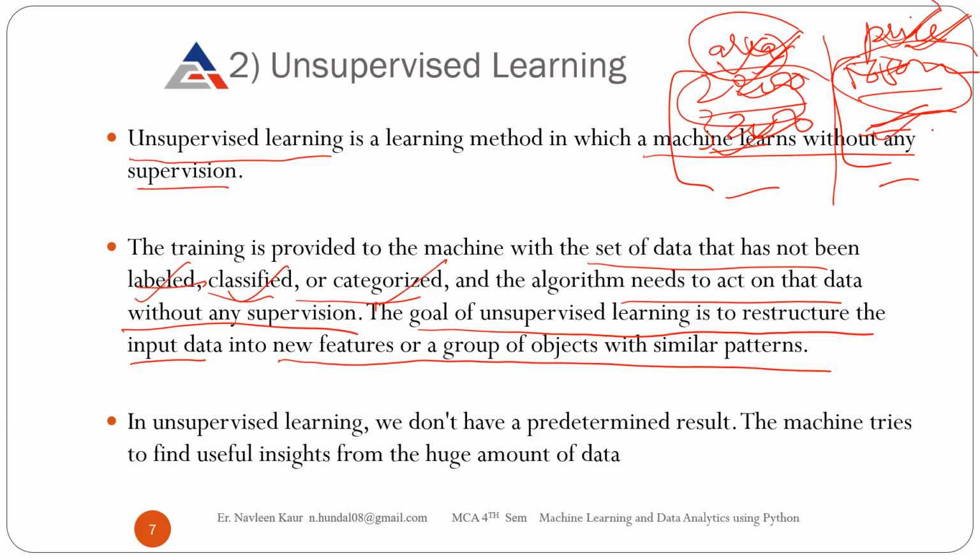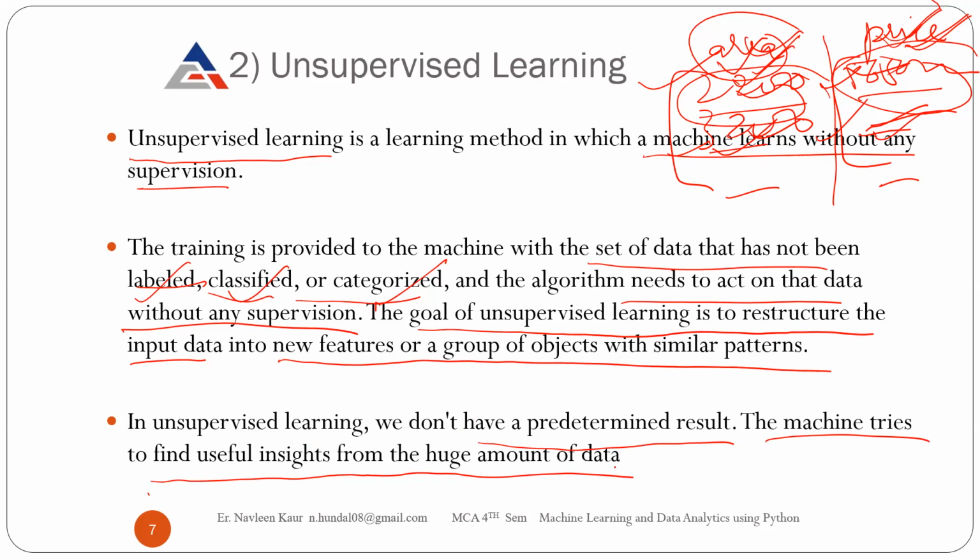If this type of data comes earlier, what was the label? If it detects the label, it assigns the same label to this data also. Okay, so in unsupervised learning, we don't have a predetermined result. We don't know what will be the actual output. The machine tries to find useful insights from the huge amount of data that you are feeding to it and that is already available. So it is struggling with it.